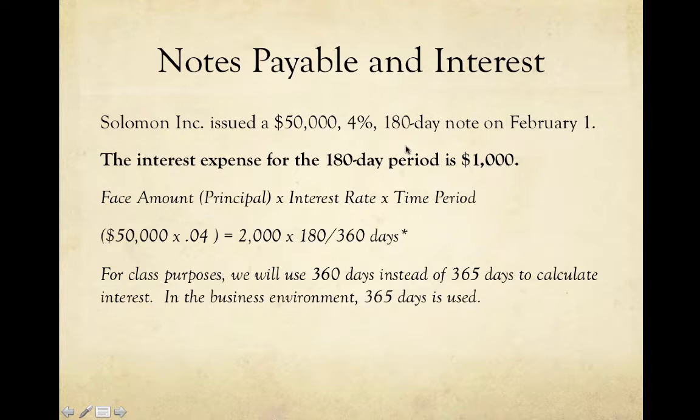Some notes are not issued in months but in days. So this note is a 180-day note. When you calculate the interest, instead of using months in this calculation, we're going to take days, so 180 days, and I'm going to divide it over 360 days. Now I know there's 365 days in a year, but for class purposes and for test purposes, calculate interest based on 360 days. But in the business environment, we actually use 365 days.